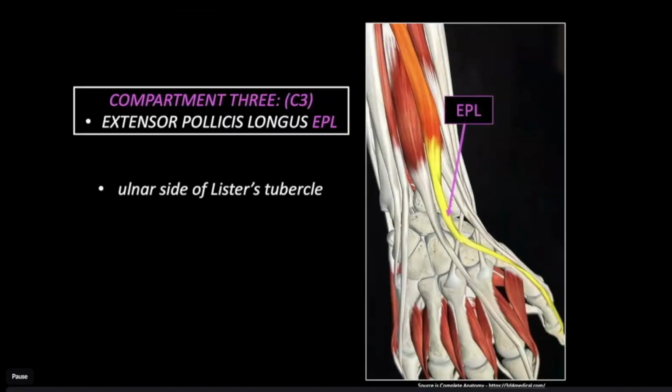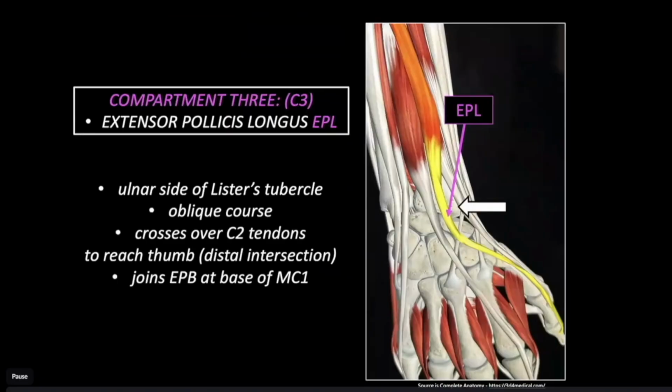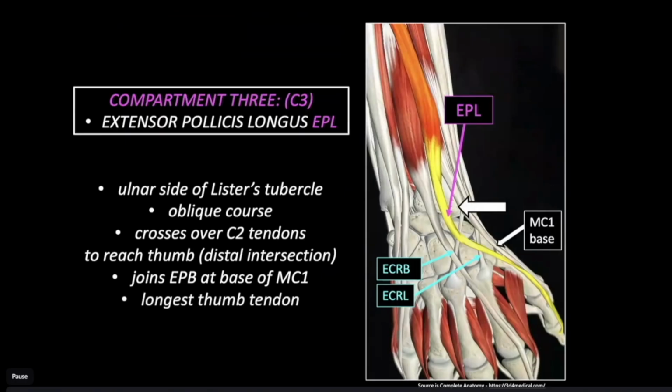Compartment 3, EPL, it's on the ulnar side of Lister's tubercle. It has an oblique course. It crosses over the C2 tendons, the distal intersection, to reach the thumb, and it joins EPB at the base of the first metacarpal, and it gets a little bit tricky at that level to keep going.